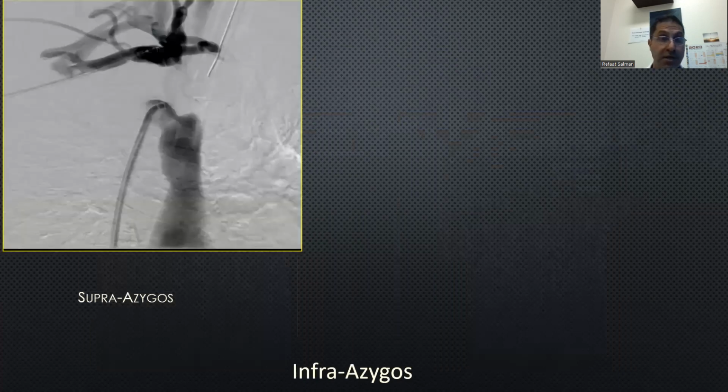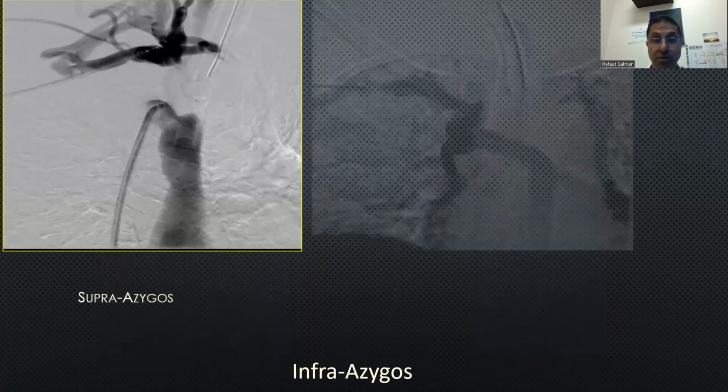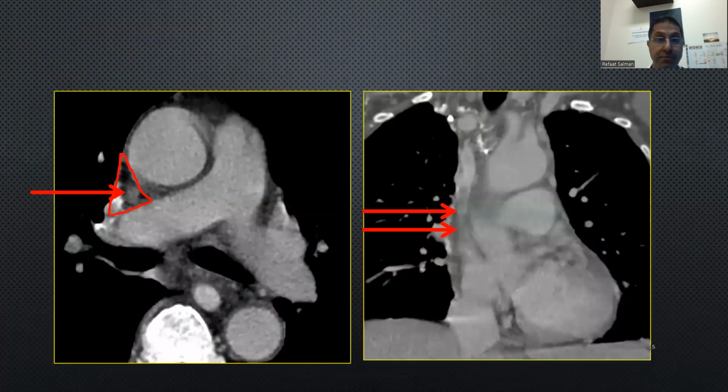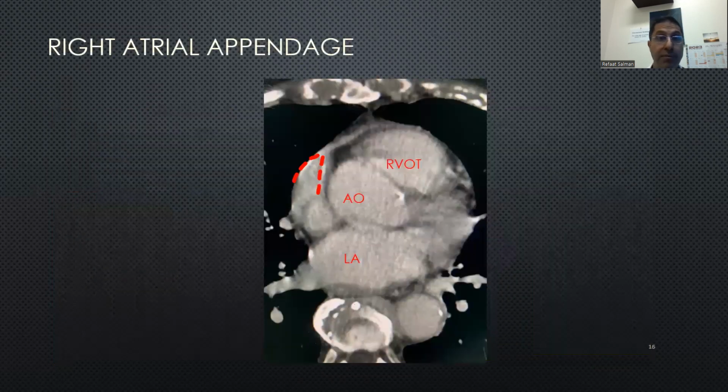So this is an example of a supra-azygous occlusion. This one is an infra-azygous one. So you are dealing with a dangerous triangle in this area if you are trying to recanalize the SVC. So you have the ascending aorta in front of you and the pulmonary artery behind. So you're moving in a narrow window. Additionally, you have the right atrial appendage. You have to pay attention to it.